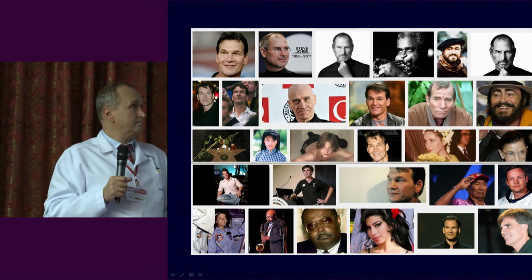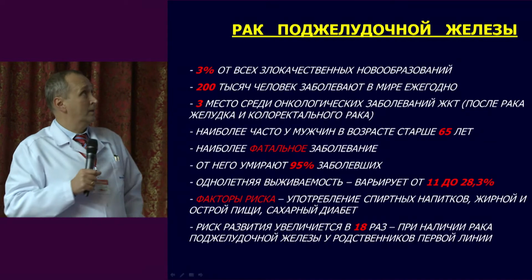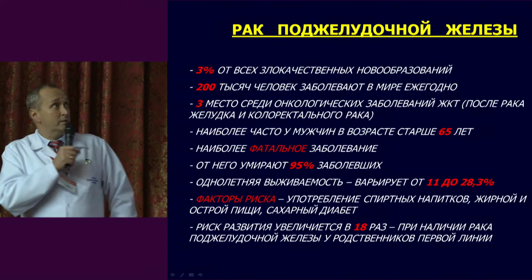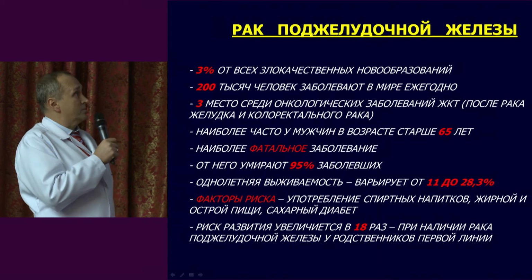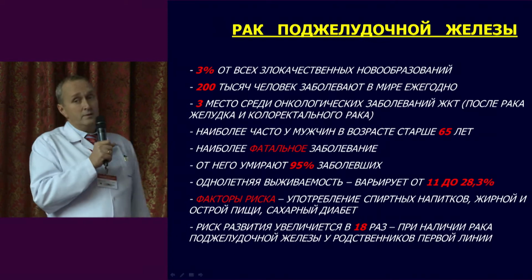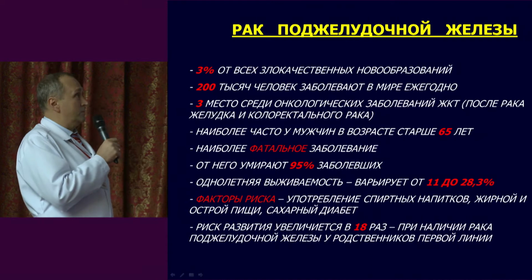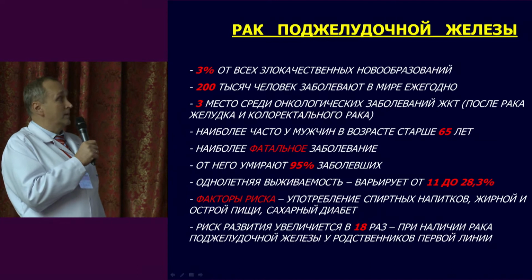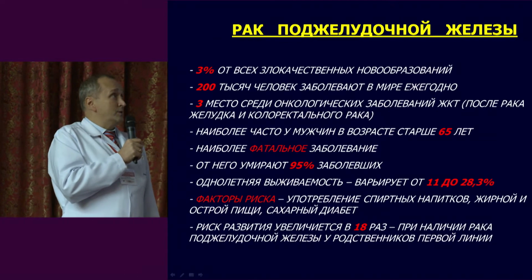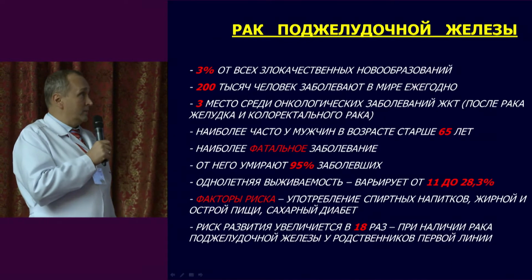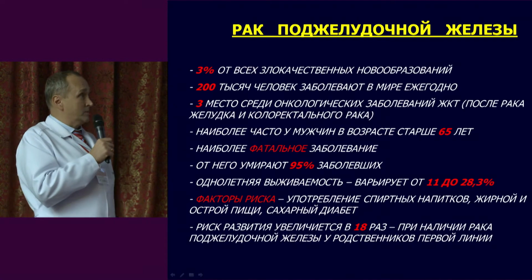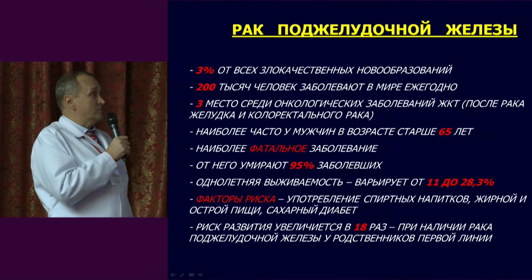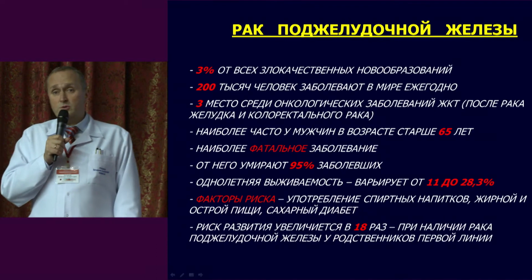Okay, next slide, please, William. So, pancreatic cancer accounts for 3% of all the malignant malformations, with 200,000 primary detected cases annually. It ranks 3rd in the GI cancers. Men suffer more often, and 95% of all the patients pass away. So it's one of the most lethal oncological tumors.